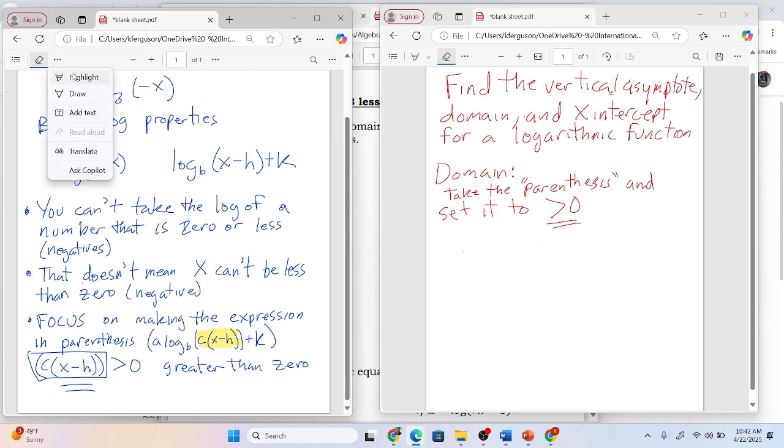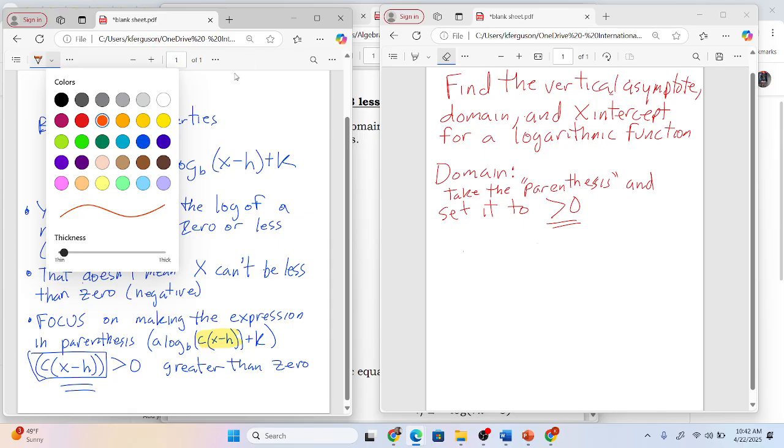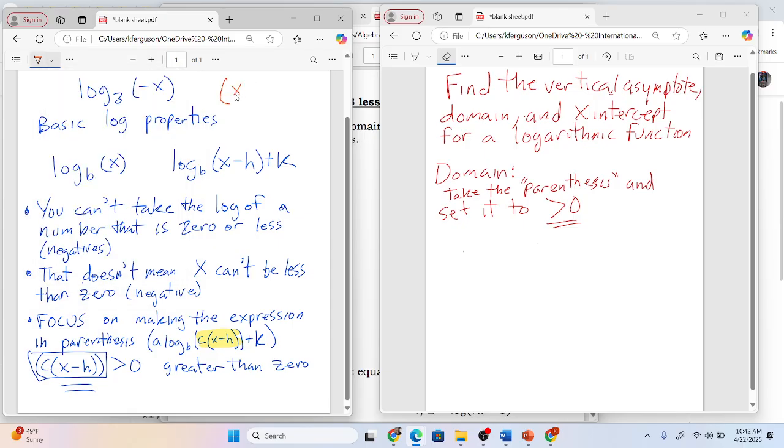But the result is what I'm talking about. When I'm looking at the parentheses, the x's that I put in here can't result in something that is less than 0. I can't have that result. I can't have a negative number in there, and I can't have 0 in there.